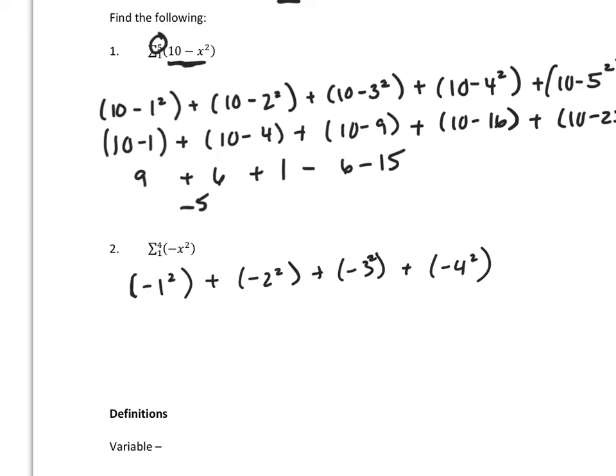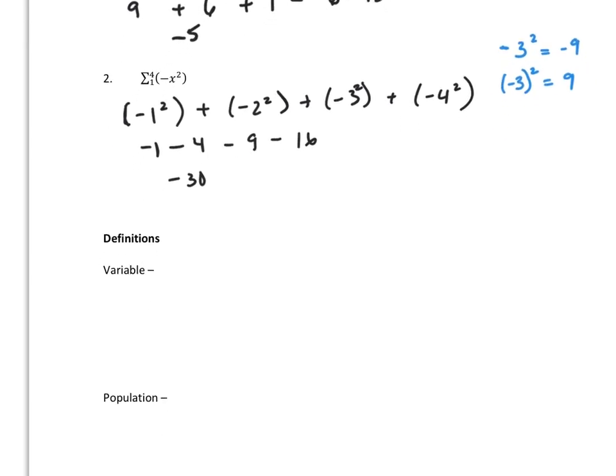Now, this first term is going to be negative 1, and then plus a negative 4, minus 9, minus 16, and that's negative 30. Now, if you're confused, let's just pull one of these out. Let's take the negative 3 squared. Negative 3 squared is negative 9. That's a difference from negative 3 in parentheses squared, which is positive 9.